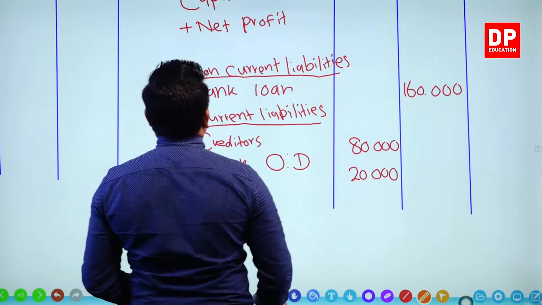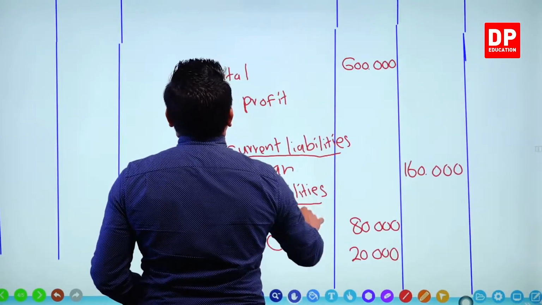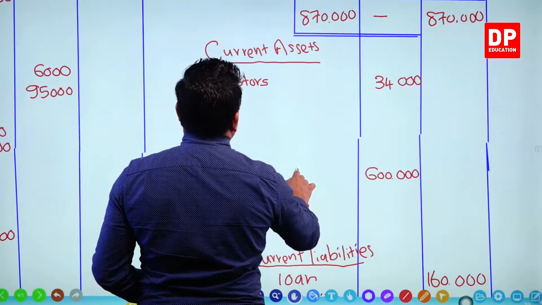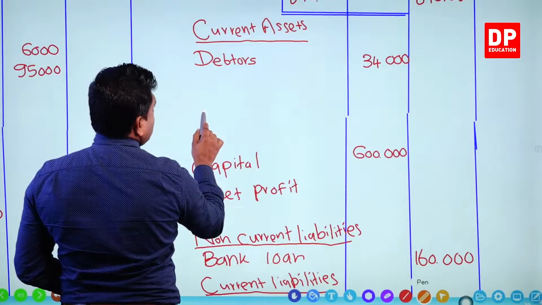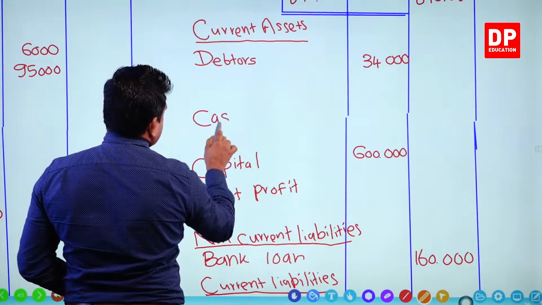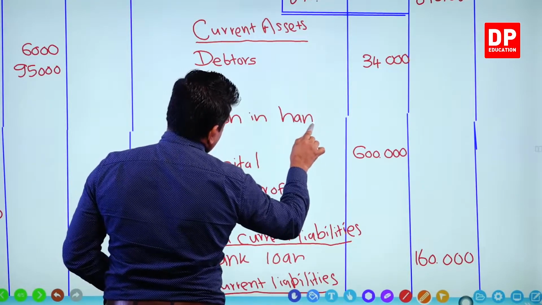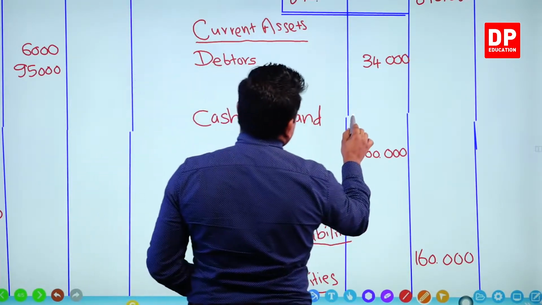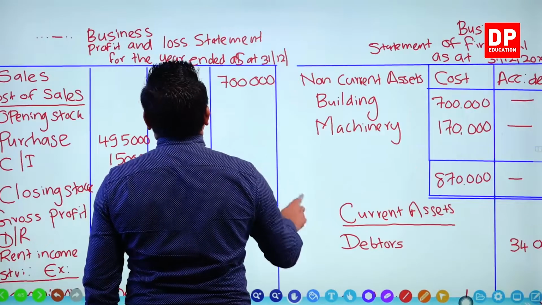Do you remember the cash in hand? It comes under the current assets. Cash in hand, you put under this, like the corner, last. Cash in hand, how much? 155,000, right? 155,000. Now, next.